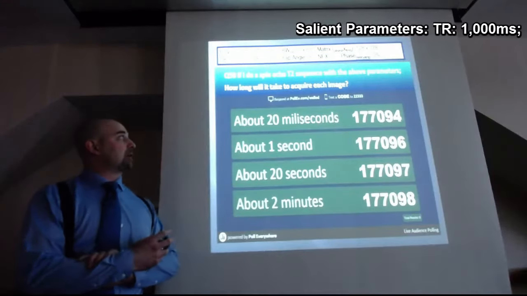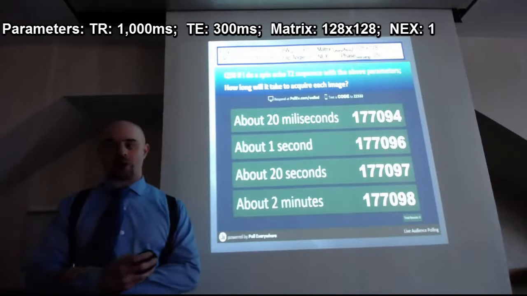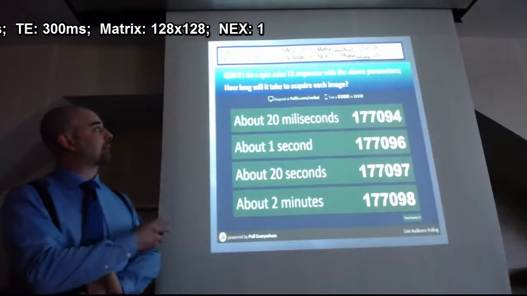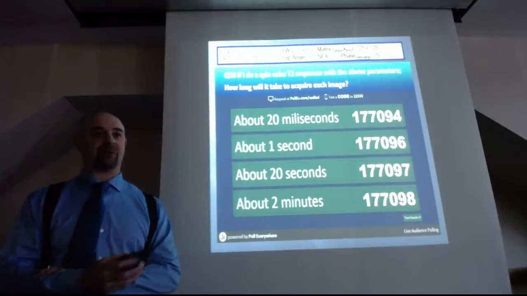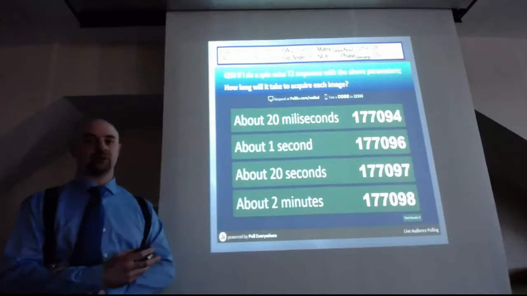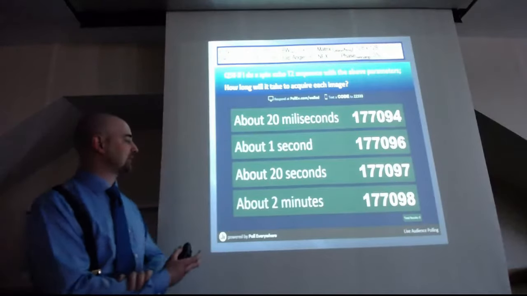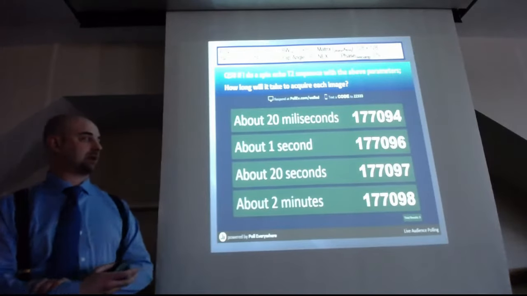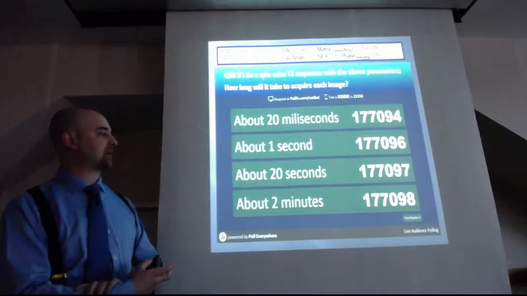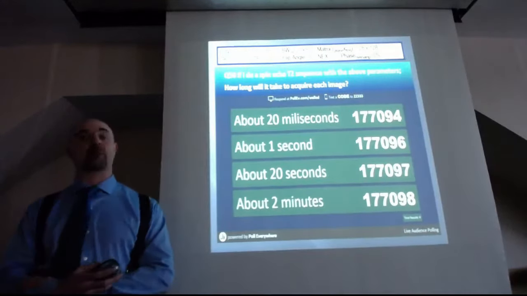If I did a spin echo T2 sequence with the above parameters, how long will it take to acquire each image? At the top, you see all the parameters. There's a lot of them, but I think it's important to be able to pick out the salient information from all the noise, the signal to noise, as it were. If you can't read those values, I'll give you the salient values as a hint. TR is 1,000 milliseconds. Matrix size is 128 by 128, and the NEX is 1.